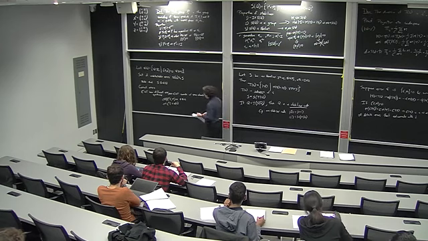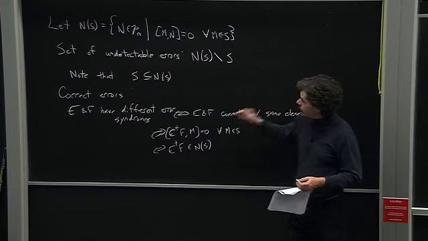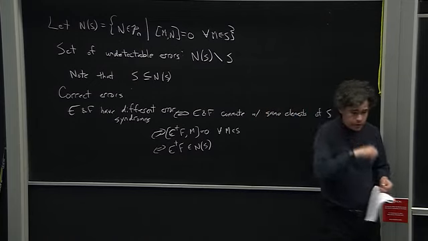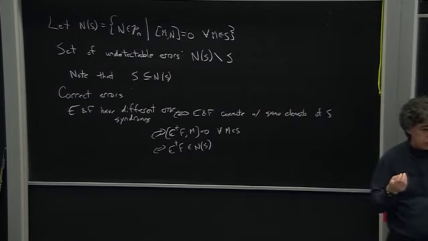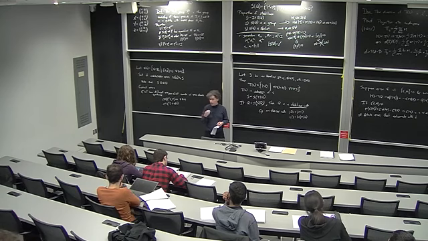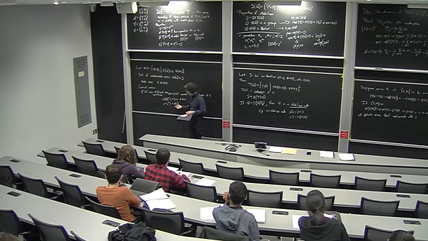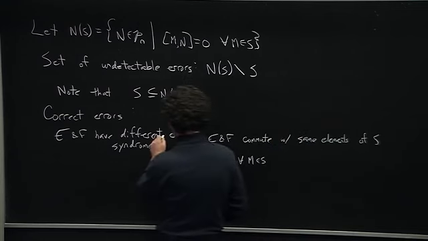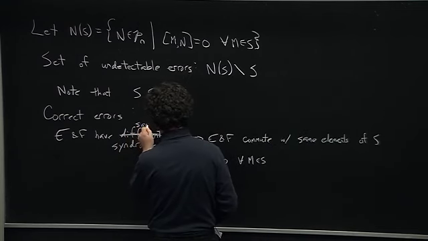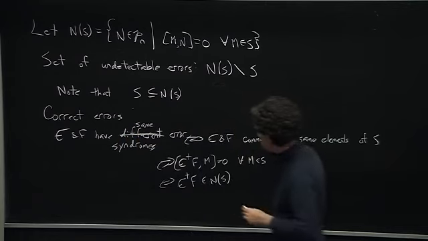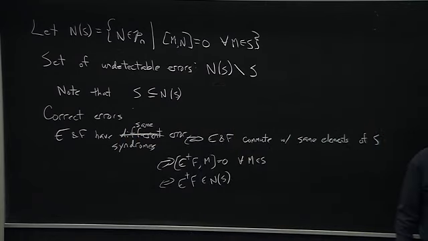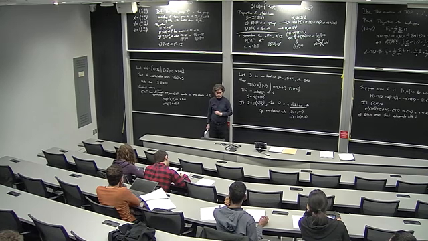So this is a sufficient condition for error correction: that E and F always have different error syndromes, and so it's sufficient if E dagger F is always outside N of S. Sorry, this is wrong. This is have the same error syndrome. Okay, so the sufficient condition is if E dagger F is always outside N of S.